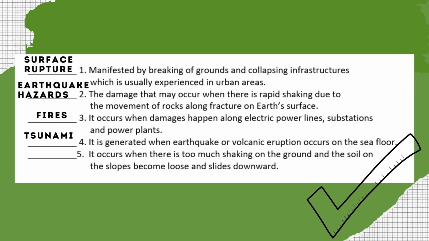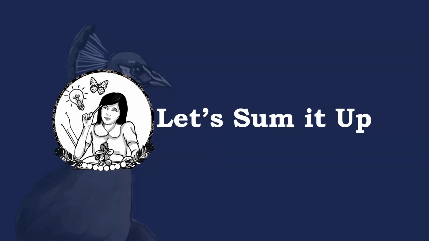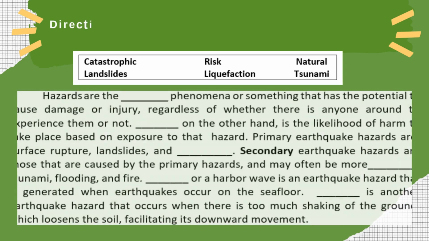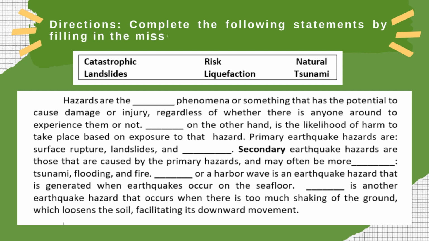Number 5, it occurs when there is too much shaking on the ground and the soil on the slopes become loose and slide downward. The correct answer is landslide. To summarize the lesson, please do this activity and write your answer in your notebook. Direction: complete the following statements by filling in the missing words from the box below.